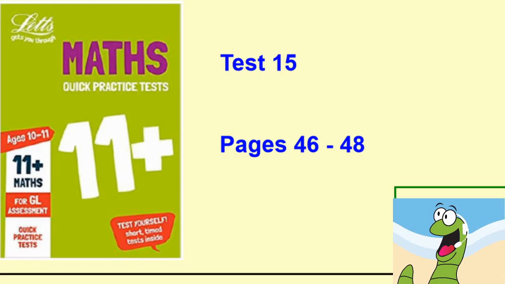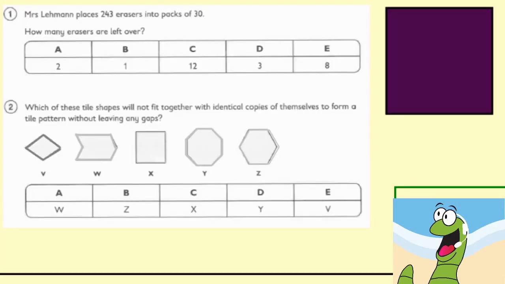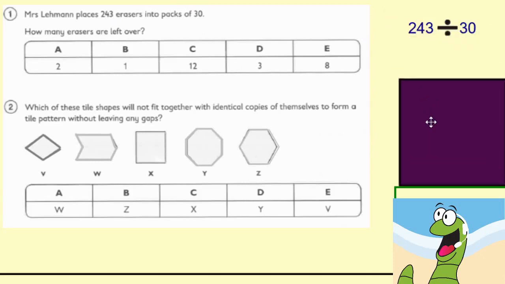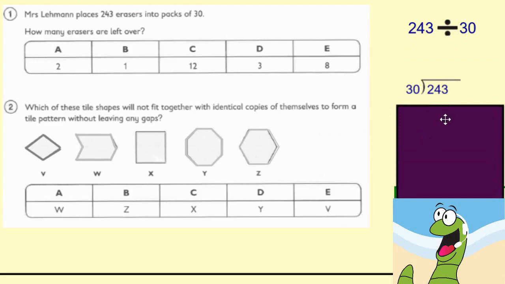Okay, moving quickly on, we are going to be doing test 15 from the maths practice, and it's pages 46 to 48. So, question 1. It says Lehman places 243 erasers into packs of 30. How many erasers are left over? Well, we need to find out how many times, basically, does 30 go into 243. And we can use a bus stop method to do that. We could use 30 into 24. Goes how many times? Well, you can use the 3 times table.